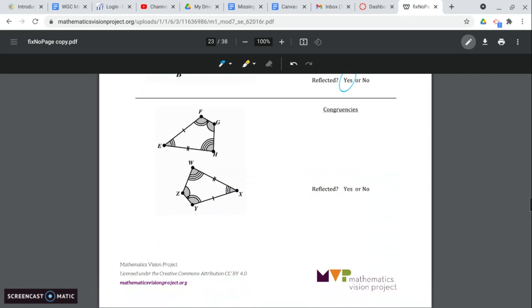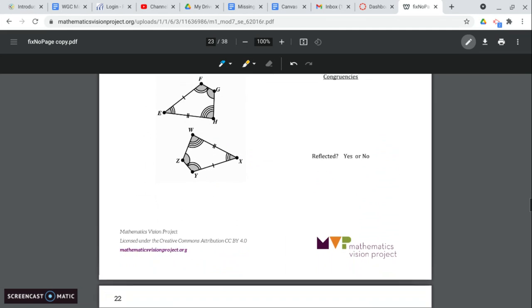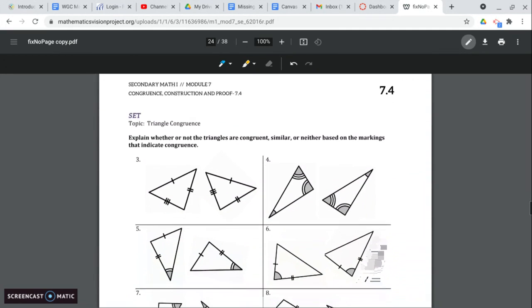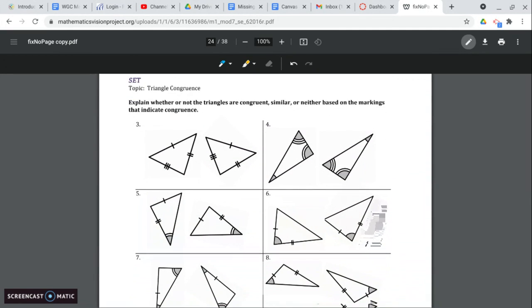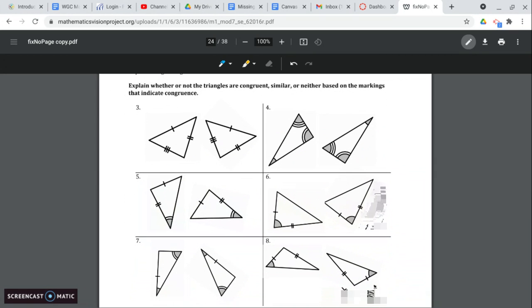Same idea for this second one here. Obviously, there are a lot more angles and sides to deal with, but it's just pairing up the ones that are congruent versus the ones that aren't. So we're looking at a lot of congruence. Congruence is your key word for this lesson.